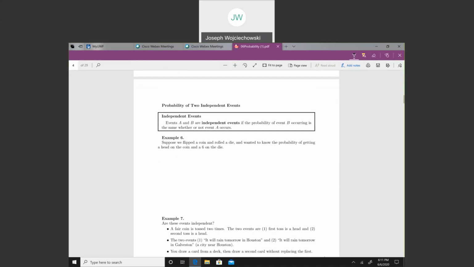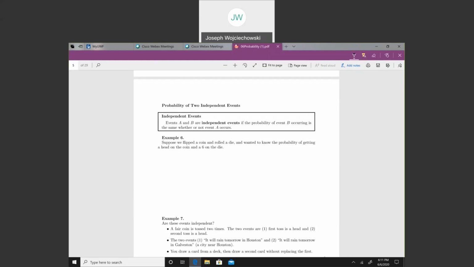Okay, the probability of two independent events. Events A and B are independent events if the probability of event B occurring is the same whether or not event A occurs. In other words, no matter what happens with event A, the odds of event B happening is going to be the same.